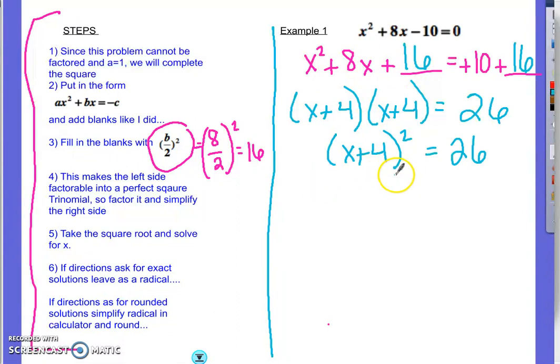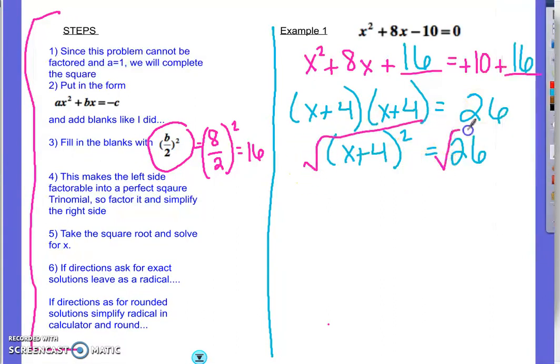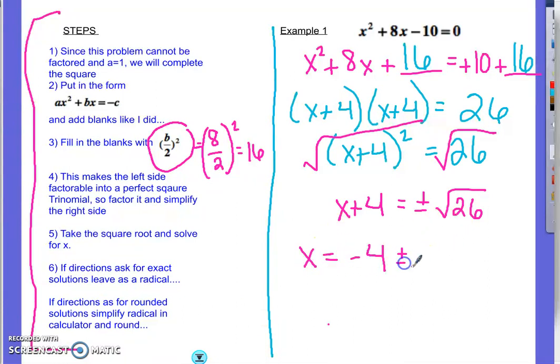So once we write it like this, to cancel out that squared, we're going to take the square root. We're going to take the square root of both sides and just get what's on the inside. So x plus 4. And when we take the square root in an equation, we have to use the plus or minus symbol. Okay? So take the square root and use the plus or minus symbol. We're going to move 4 to the other side and make it negative.